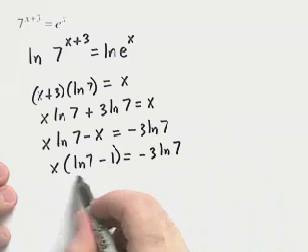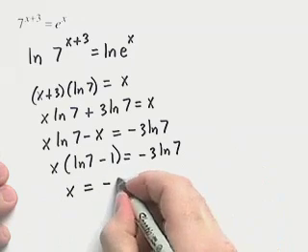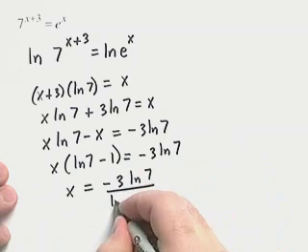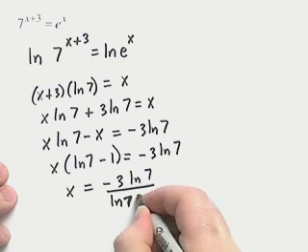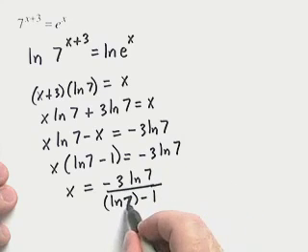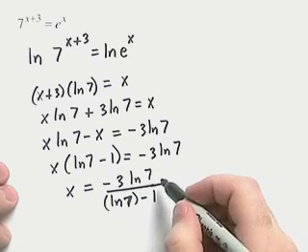We're going to divide both sides by this quantity in parentheses. So we'll have x is equal to negative 3 times the natural log of 7, over the natural log of 7, and we'll put that in parentheses, minus 1. We put that in parentheses to make sure we're clear that the minus 1 is separate from the logarithm. Now, this is an exact answer.